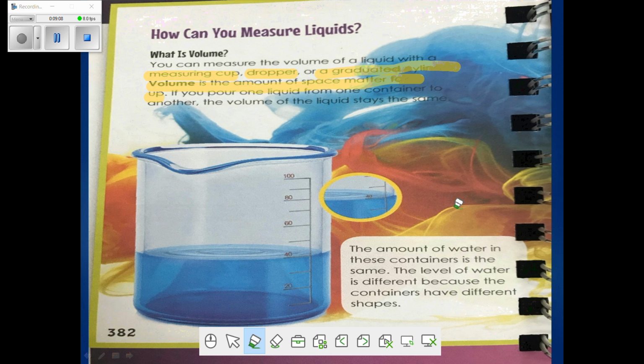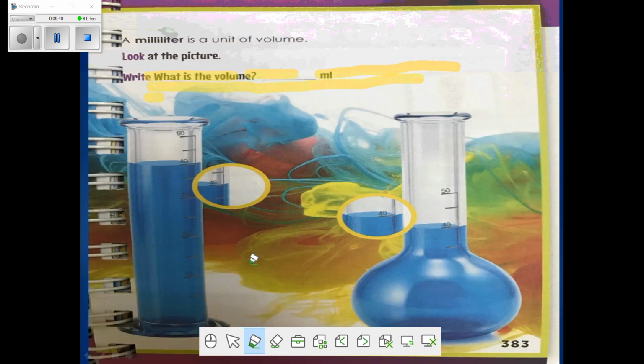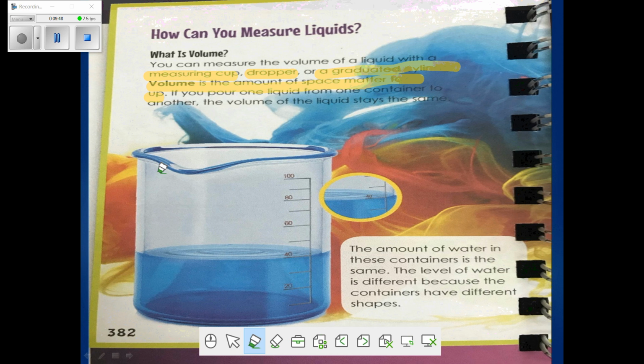But how are they different? They have different shapes. Look, the shapes are different. Now what happens if water is poured? Look here, this water, if we pour it into another container. This water, if we pour this water here. Tell me what will happen?